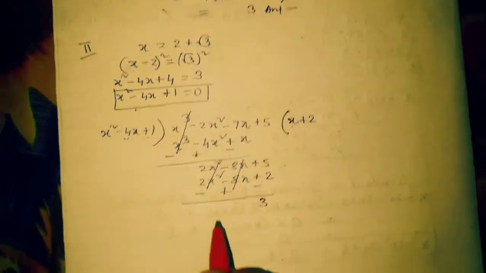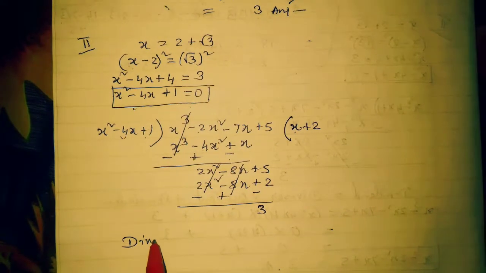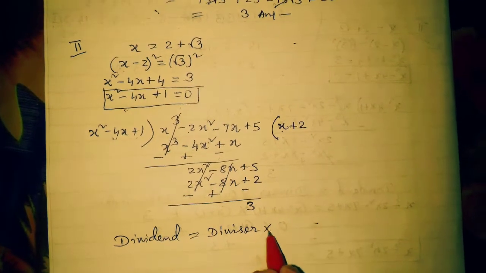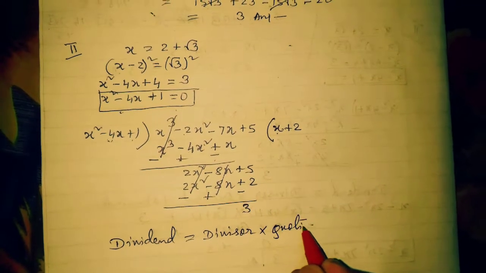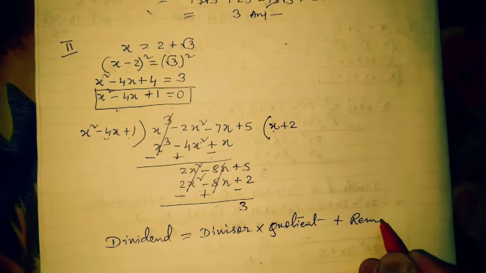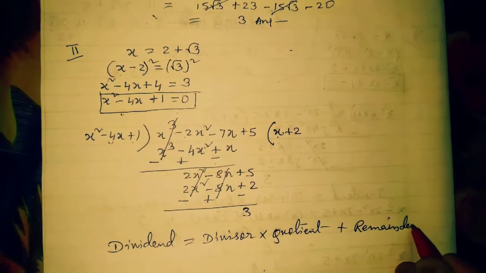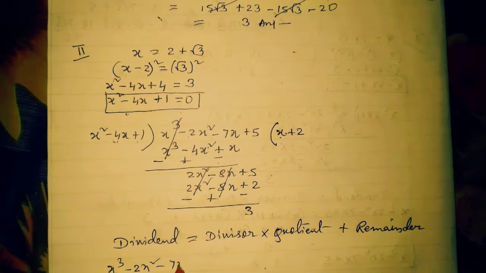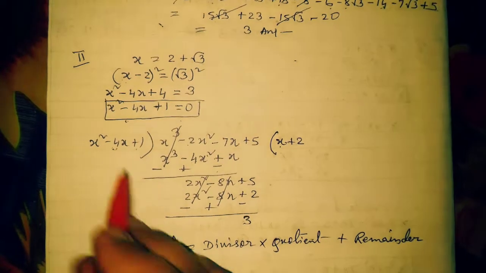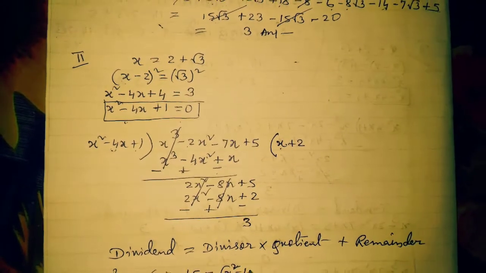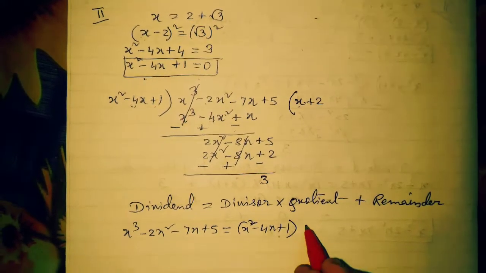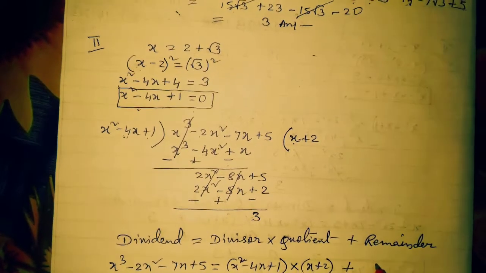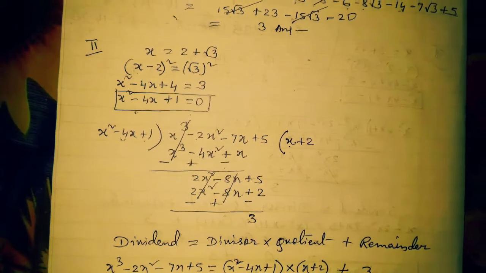Student, we know this formula: dividend equals to divisor into quotient plus remainder. This formula you know that. So what is the dividend? Dividend is x cube minus 2x square minus 7x plus 5. This value is given to find out. Divisor is x square minus 4x plus 1. And the quotient is x plus 2. And remainder is 3.